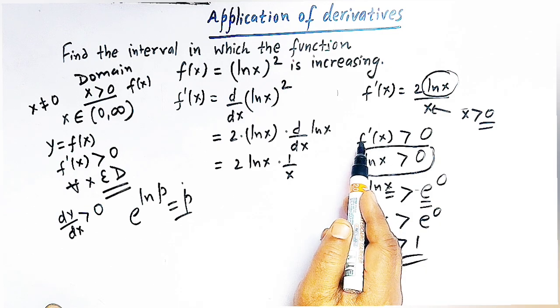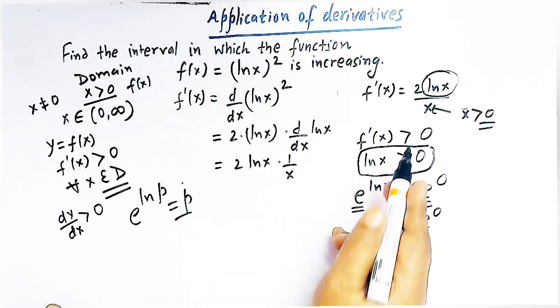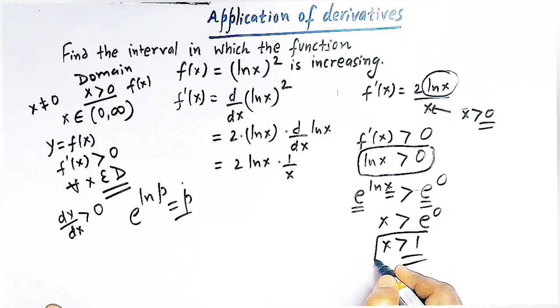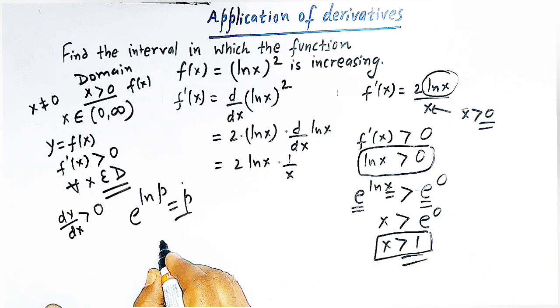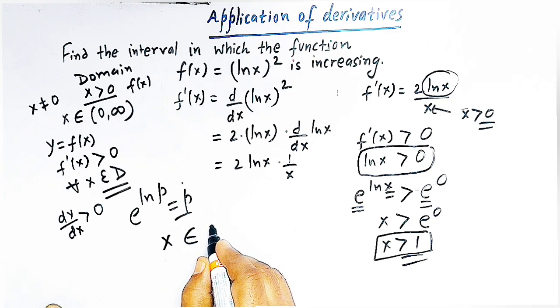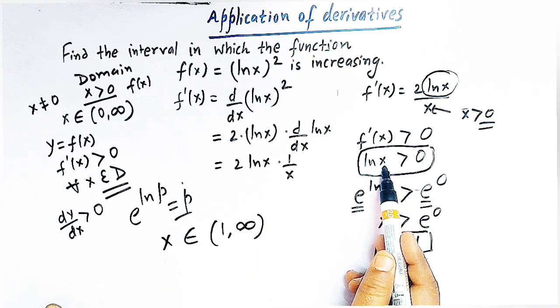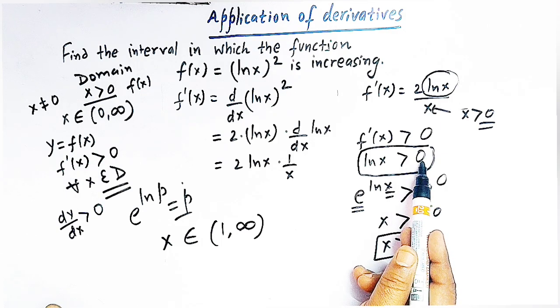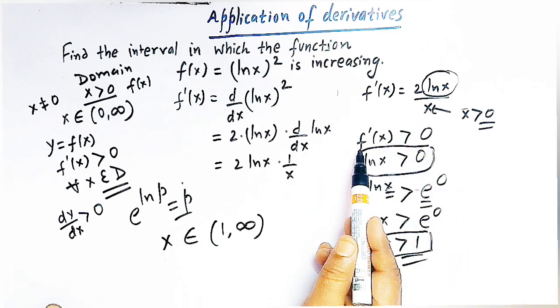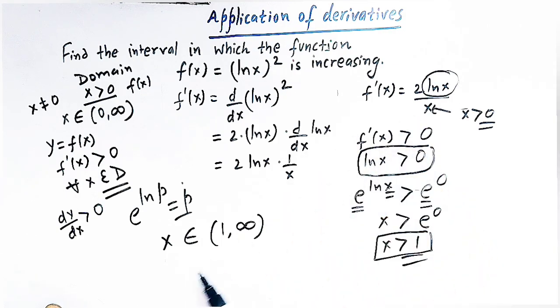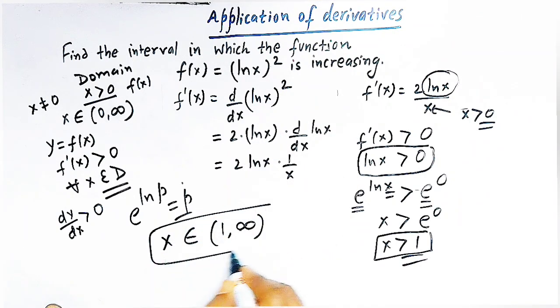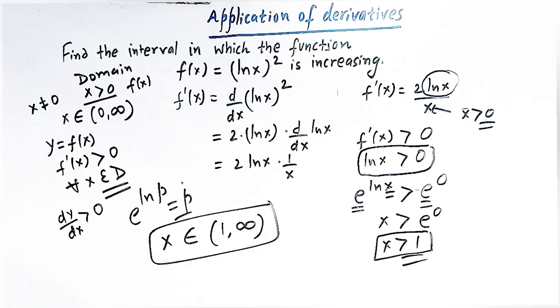So the derivative, that is f prime of x, is greater than 0 when x is greater than 1, right? So when x belongs to the interval 1 to infinity, then natural log of x is greater than 0, and in that case the derivative is greater than 0. So this function is increasing in the interval 1 to infinity.